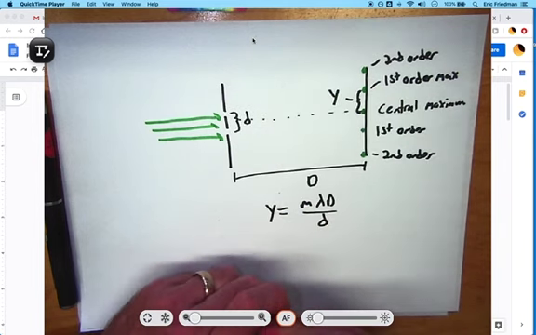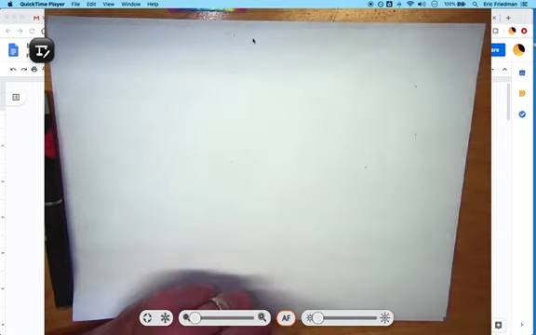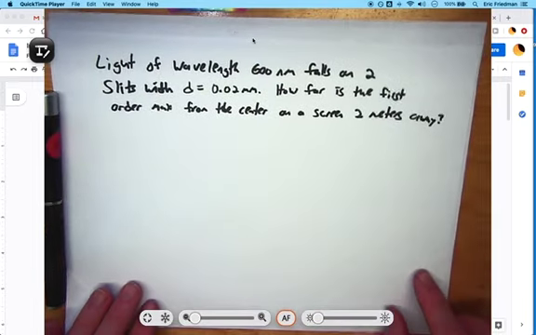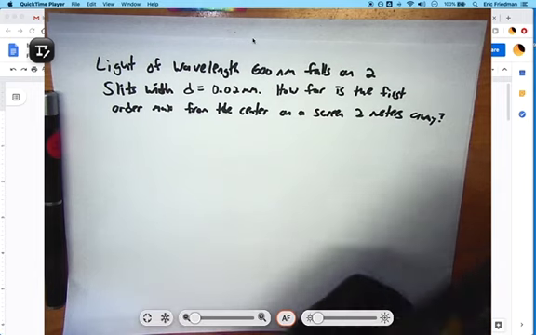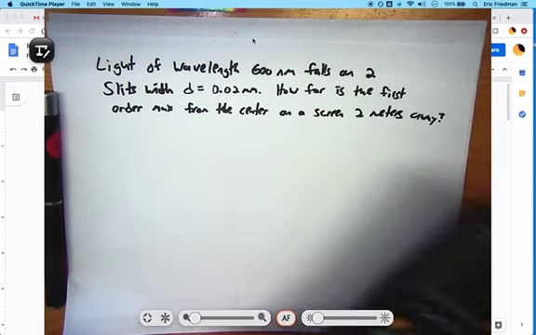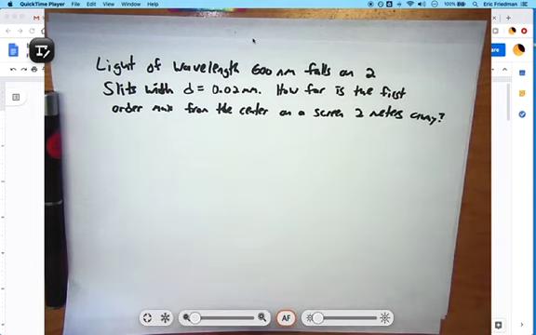Let's take a look at an example and work this out. Here's our example. We've got light of wavelength 600 nanometers that falls on two slits, and the distance between the slits is 0.02 millimeters. How far is the first order maximum from the center on a screen that is 2 meters away? I'm going to need to do some calculations to figure this out.